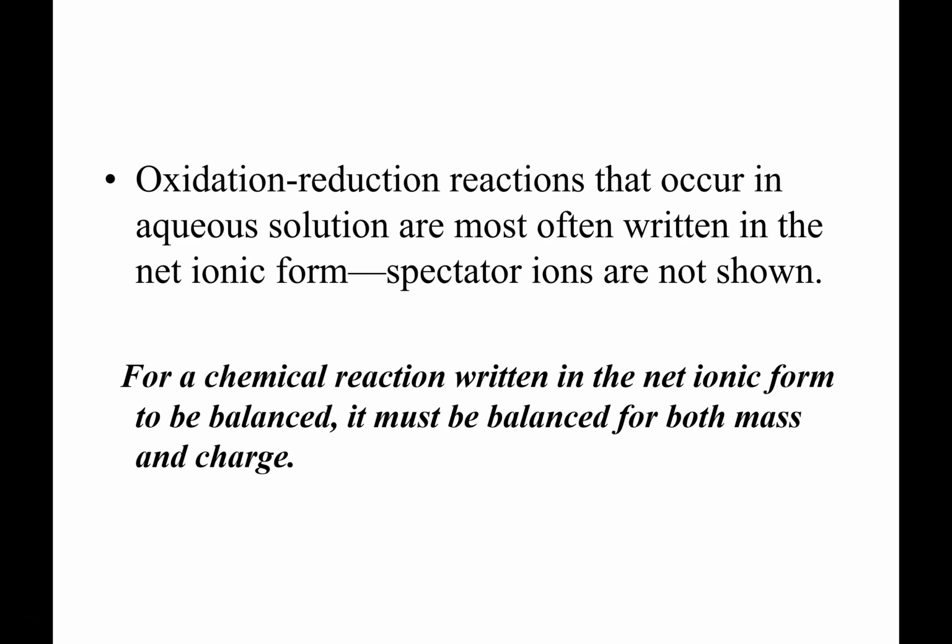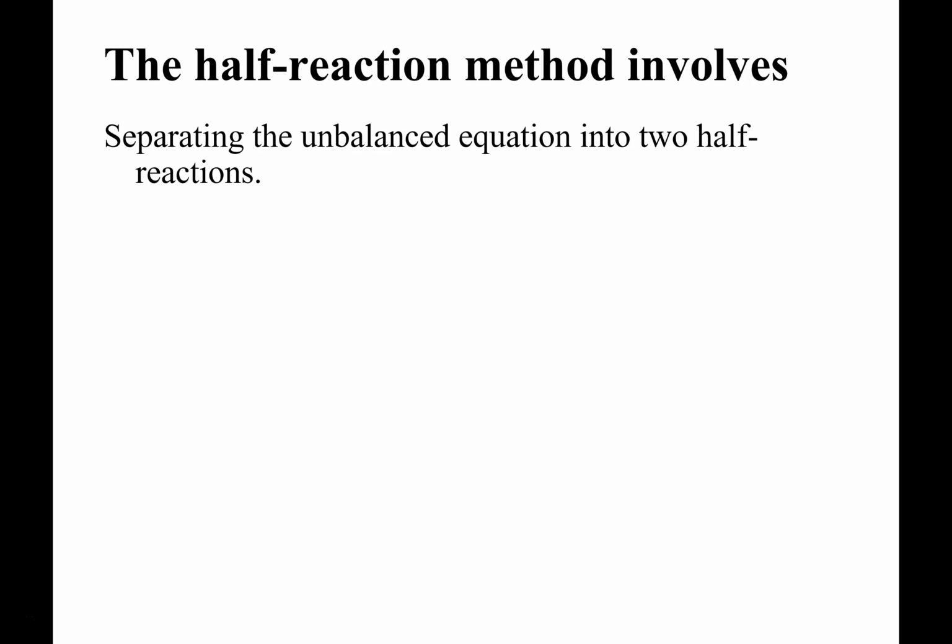The other thing is we're used to balancing by inspection, making sure we have the same number of atoms of each type of element on either side of the reaction arrow. Now we're going to balance them not by inspection, but ultimately when they're balanced, they will be balanced for mass, so you'll have the same number of atoms of each element on either side of the arrow, but they'll also be balanced for charge. That's something kind of new. The half reaction involves separating your reaction of interest into two different reactions, one representing oxidation and one representing reduction.